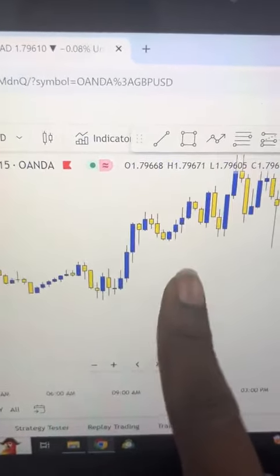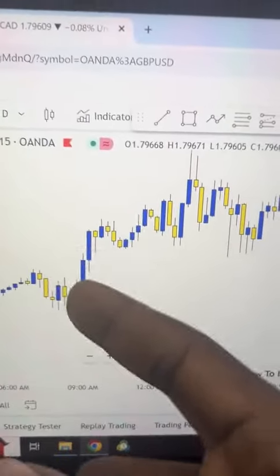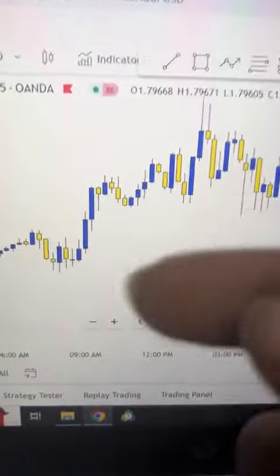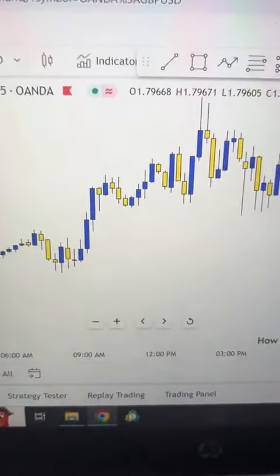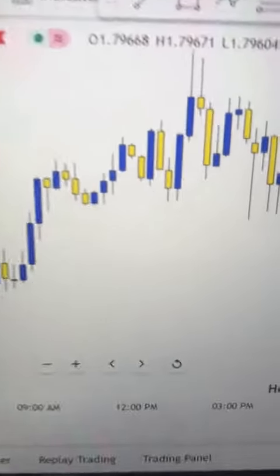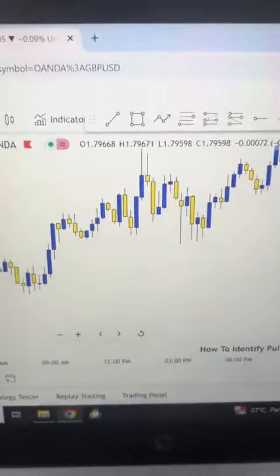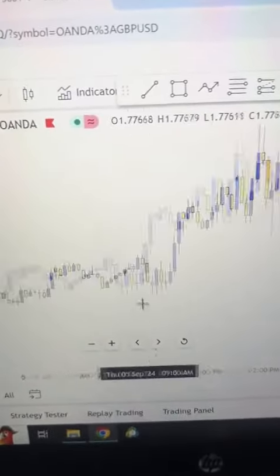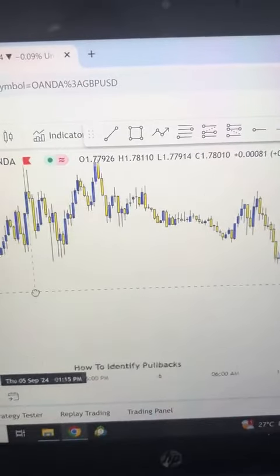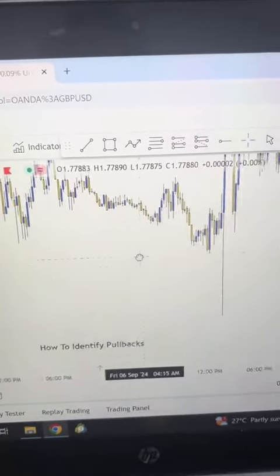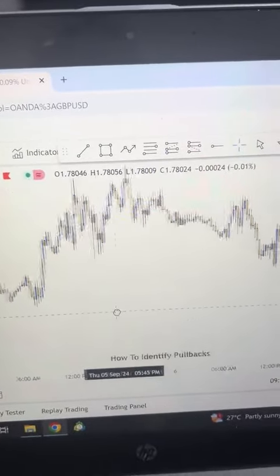So let's say this is the chart here. If the market is in an uptrend and we want a pullback, I want to see three candles closing below each other. That is my law. I want to see three candles closing below each other. This market here is definitely in an uptrend.